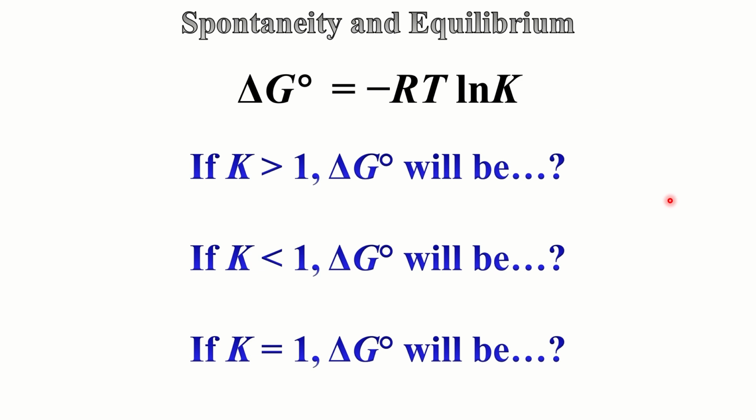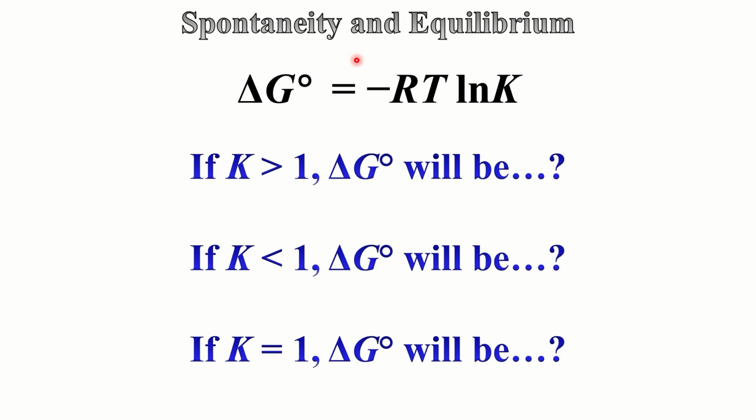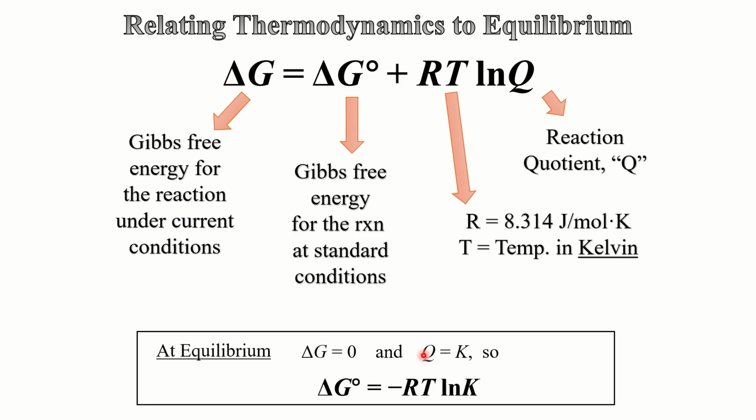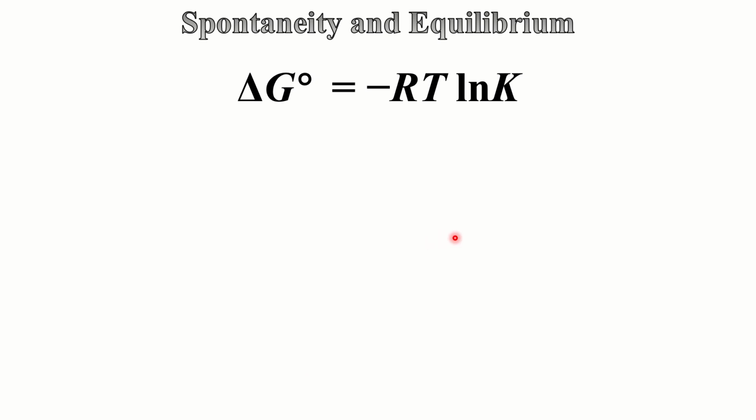Okay, so let's analyze these relationships here. Let me back up a little bit. We took this equation, we said that when delta G equals 0, Q must be equal to K because we're at equilibrium, and thus we can define the modified version, delta G naught equals negative RT ln K. So now let's move to here. If K is greater than 1, what will delta G naught be? If K is less than 1, what will delta G naught be? And if K is equal to 1, what will delta G naught be? Let's analyze all three of these.